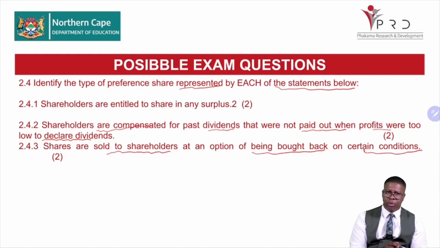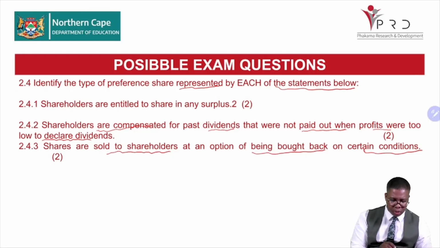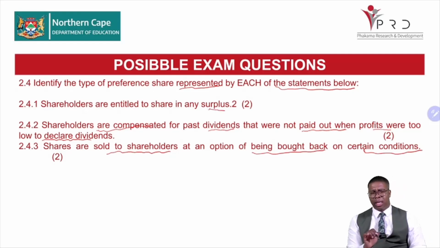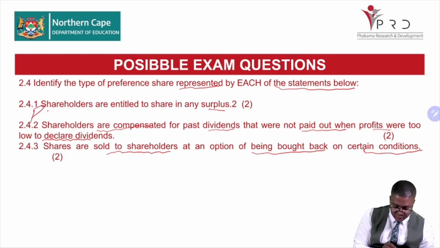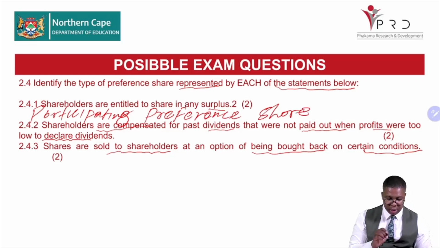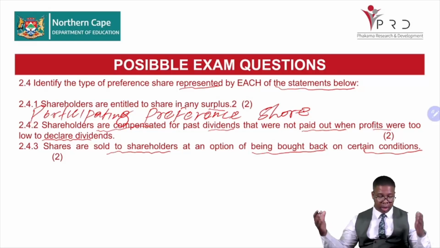You also check which one is cumulative and which one is none. And you need to know your keywords very well, because when we are talking about 2.4.1, for instance, it says shareholders are entitled to share in any surplus profit. So this will make the answer to be participating preference share. Why? Because with participating, the shareholders here are allowed to share in extra profit that the business or the company has made, should company profits be too big.